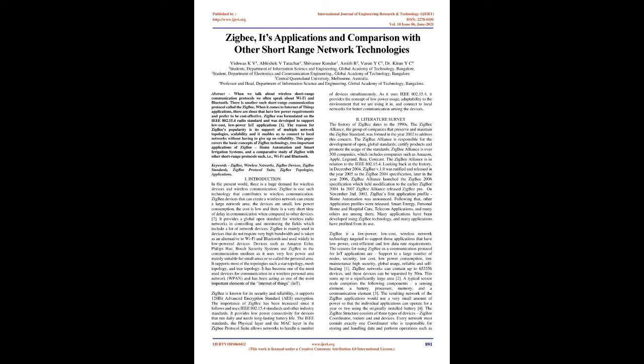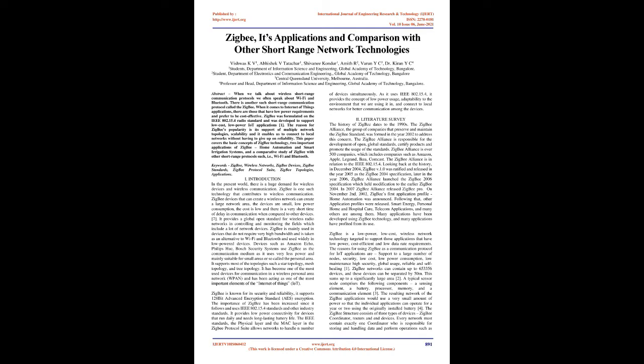Devices such as Amazon Echo, Philips Hue, and Bosch security systems use Zigbee as the communication medium, as it uses very little power and is mainly suitable for small areas, the so-called personal area. It supports most of the topologies such as star topology, mesh topology, and tree topology. It has become one of the most used technologies for communication in a wireless personal area network, WPAN, and has been acting as one of the most important elements of the Internet of Things, IoT.